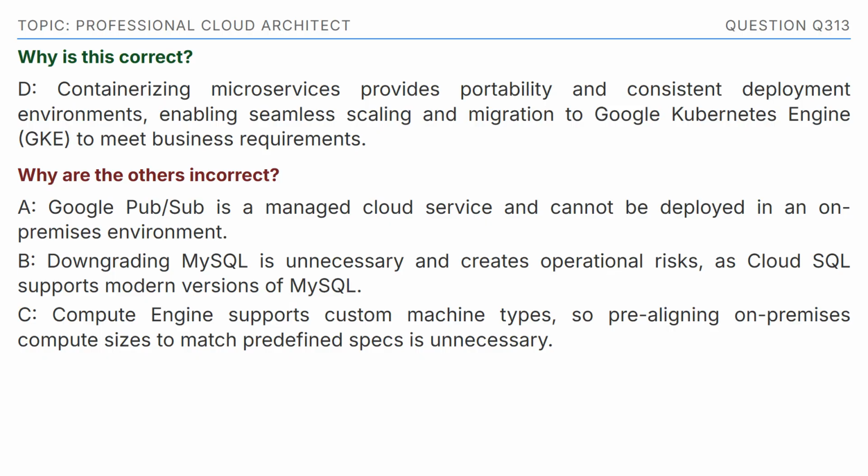A. Google Pub/Sub is a managed cloud service and cannot be deployed in an on-premises environment. B. Downgrading MySQL is unnecessary and creates operational risks, as Cloud SQL supports modern versions of MySQL. C. Compute Engine supports custom machine types, so pre-aligning on-premises compute sizes to match predefined specs is unnecessary.